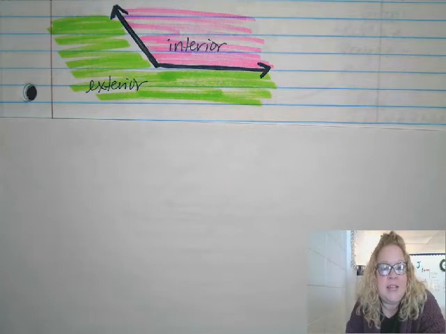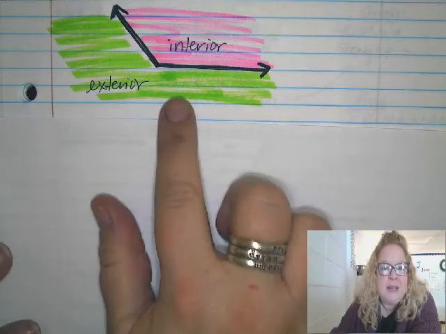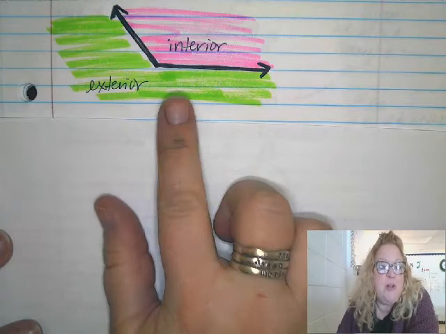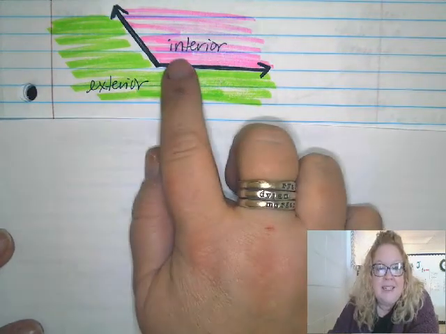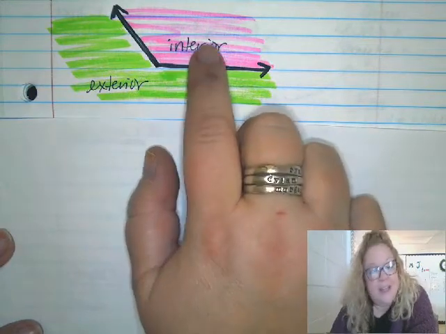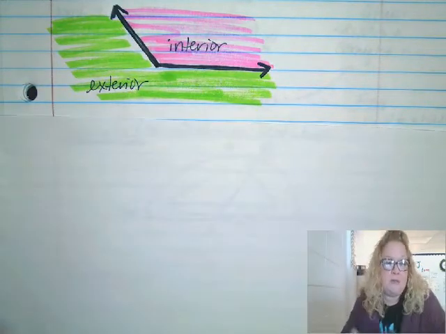All right, in this next piece, they're going to talk sometimes about an interior or the exterior of an angle. So we know from our past that interior means inside and exterior means outside.